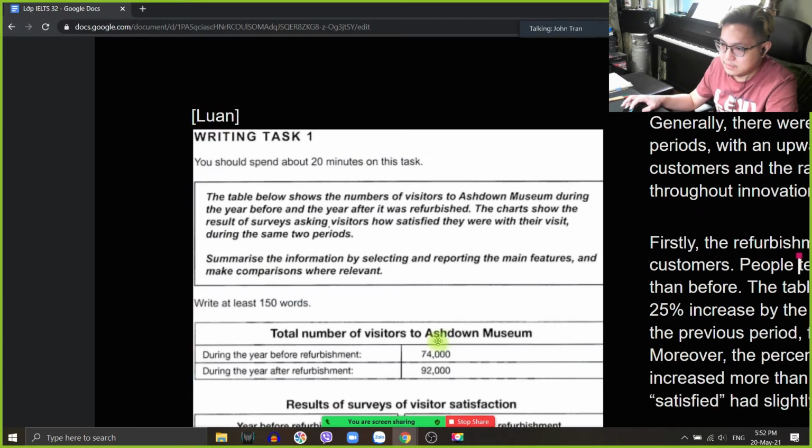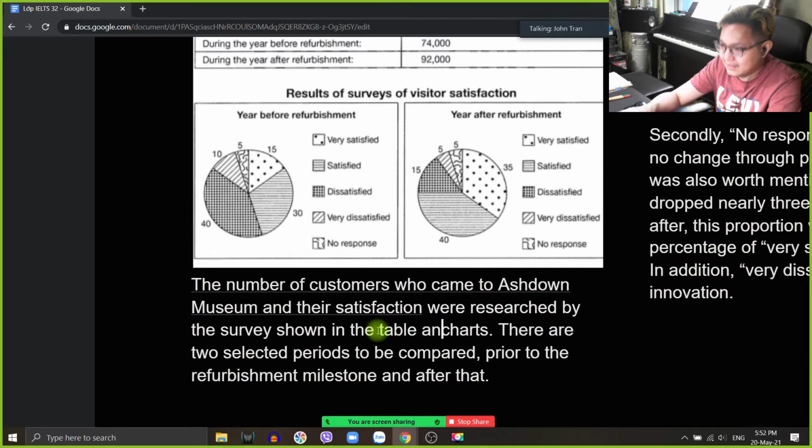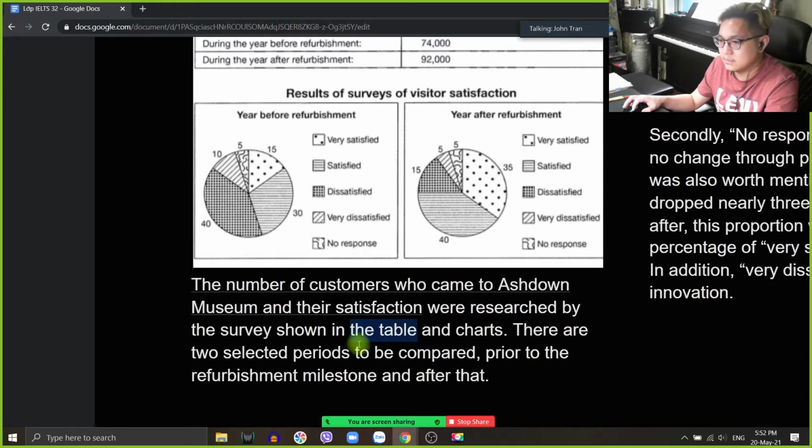How about the table? Em thiếu mất cái phần table nha Luân. You forgot the table as well. Shown in the table and charts. You forgot the table. In the table and charts.